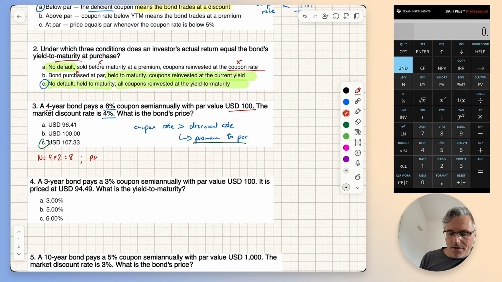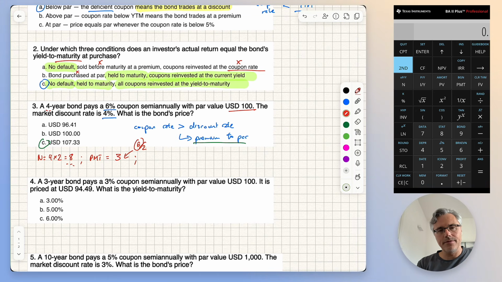So the PMT, the periodic payment, but this is per period, with there being 8 periods in the whole lifetime of the bond, is not going to be 6% of 100. It's going to be 6% of 100 divided by 2, which is 3. So we get that by doing 6 over 2. But this isn't 6% divided by 2. It's 6% of 100 divided by 2. This can catch you out sometimes, right?